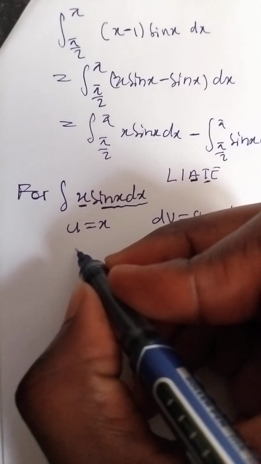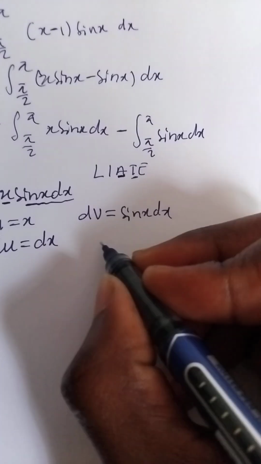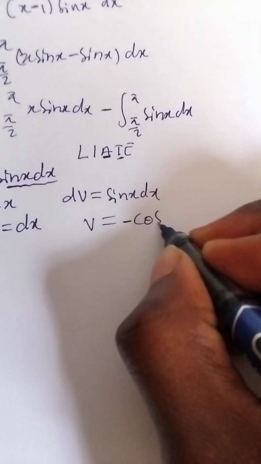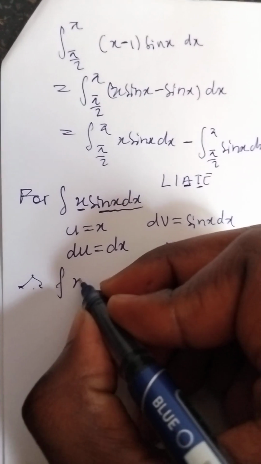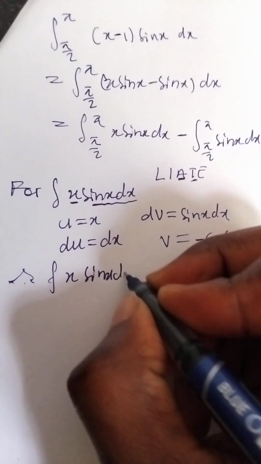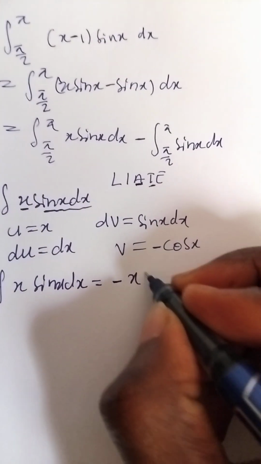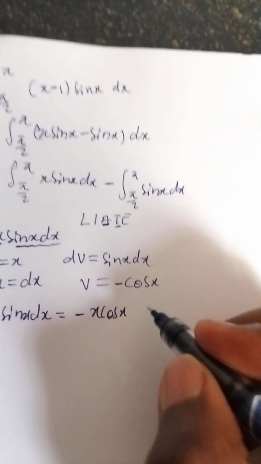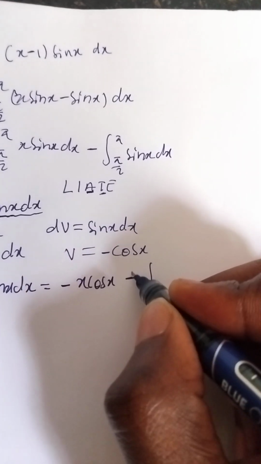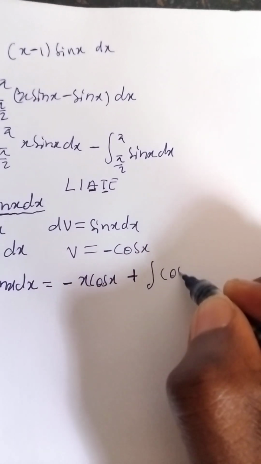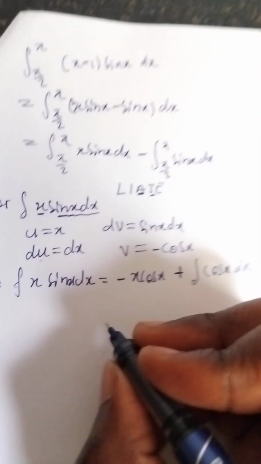So if we differentiate this, what do we get? We get that du is basically equal to dx. Then when we integrate, we get that v is equal to minus cos x. Okay, so therefore the integral of x sin x dx is going to be equal to what? I have my uv, so it's minus x cos x. Then minus the integral of v, it's minus cos, so that makes this thing positive. Cos x, then my du is equal to dx. So I have something like that.